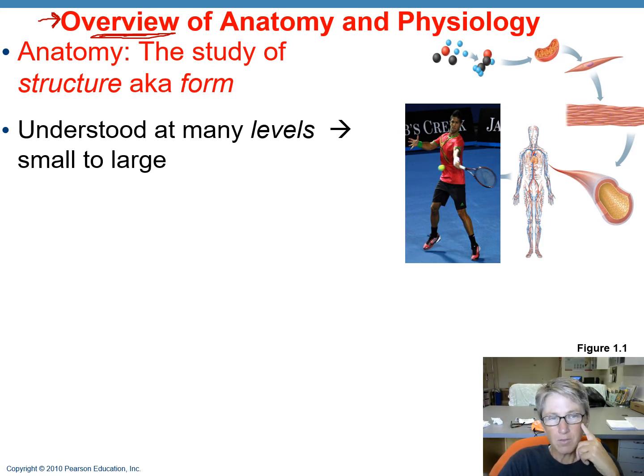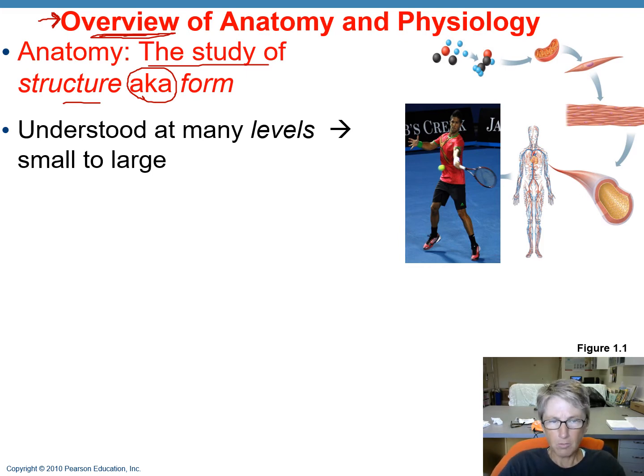All right, anatomy and physiology. Anatomy is the study of structure, otherwise known as form. So with anatomy, we're going to be looking at the form of things at many levels, from the atomic level to the whole organism level. And then physiology will be the study of function, how things function. Basically 201 is a lot of anatomy with some physiology. 202 is mostly physiology with some anatomy.